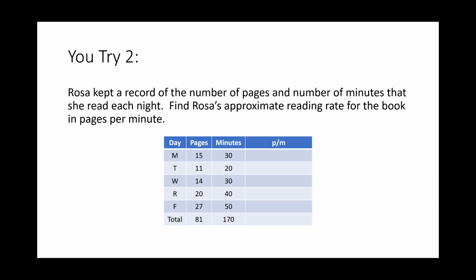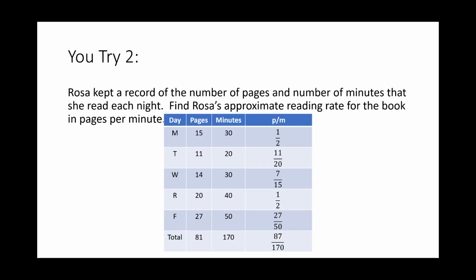Okay, now that you've tried them out on your own, let's do them together. So I want a ratio of pages per minute. So for this first one, that's pages over minutes. 15 over 30 is equal to 1/2. And boom, I've done that. So our pages per minute, that's 15 over 30, which can be reduced down to 1/2.